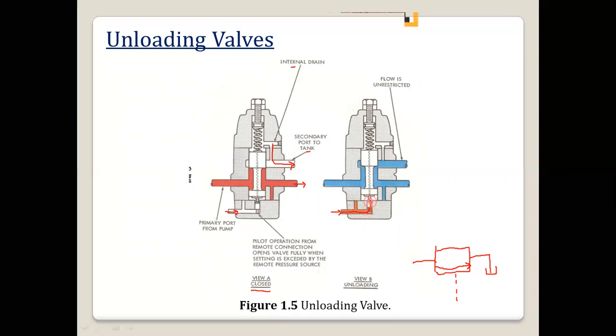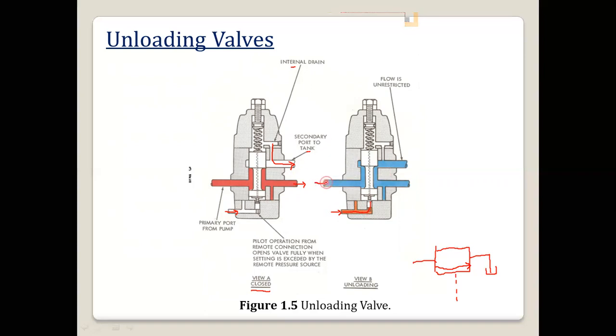Okay, so what will happen here? This spool will move forward. That means this drain line will get open. That is the secondary port to the tank. So this will get open. So what will happen at that time?